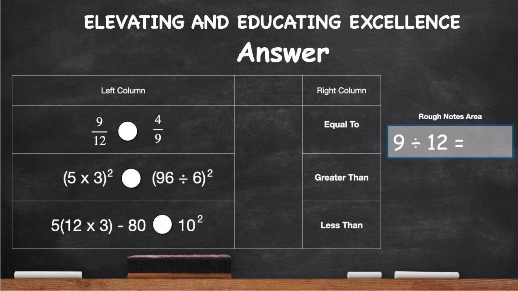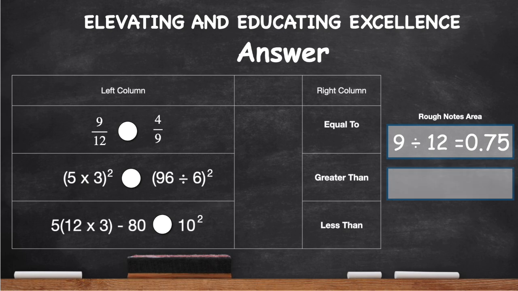9 divided by 12 equals 0.75. Now we're going to draw another rough box to do the other fraction. And so we're going to write in the rough box 4 divided by 9.